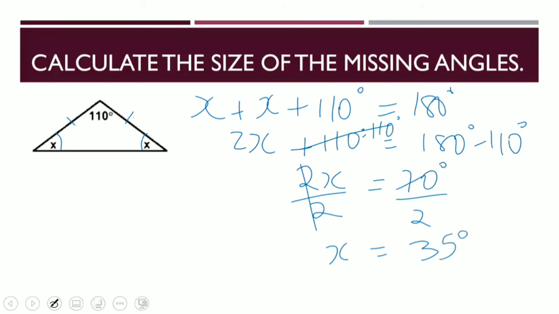So this means that each of those angles measures 35 degrees. You can always check your work. So 110 plus 35 plus 35. Does that really give me 180 degrees? Yes, it does. So you know that you are correct.